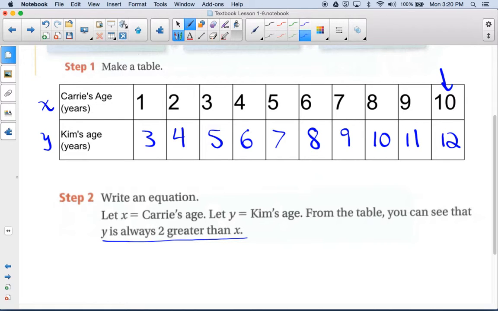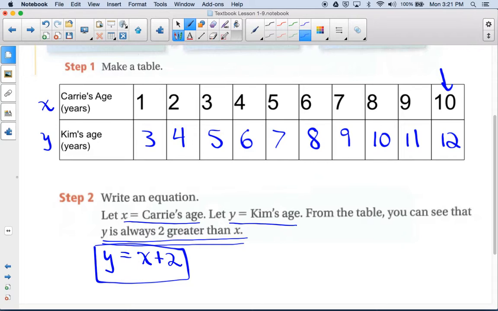So if I'm looking at what I just underlined here in blue, let's think about how we translate that. Y is, that's an equal sign, 2 greater than x. Greater than, that to me sounds like more than, which is plus. So I could say 2 plus x or x plus 2. And yes, x was Carrie's age, y is Kim's age. Here is our equation.